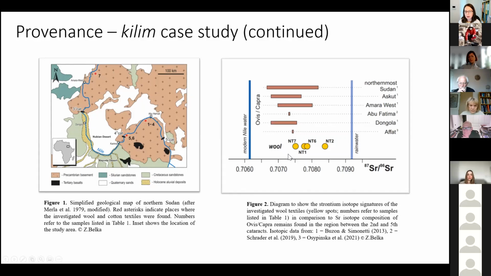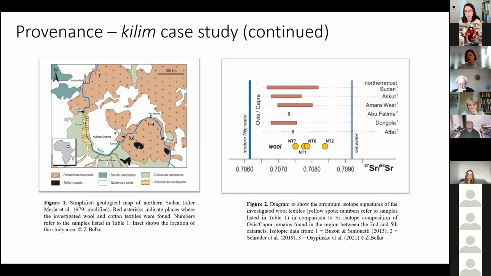So we had at our disposal some results from strontium isotope signatures of Capra remains found in the region between the 2nd and the 5th cataract. These results were usually performed on material which was much older than our textiles, but still it provides us a frame. And as you can see, our sample number 7, which is here, its strontium isotopic signature aligns very well in this frame which was established.